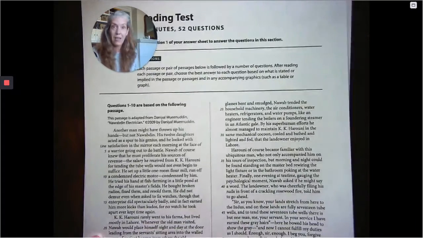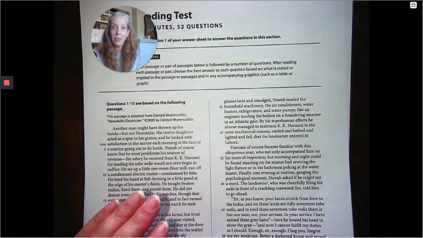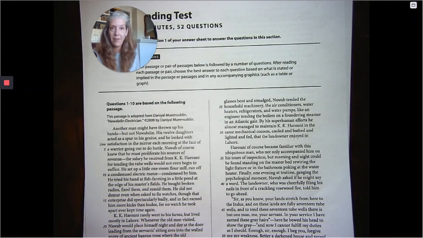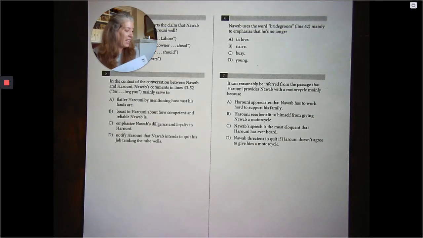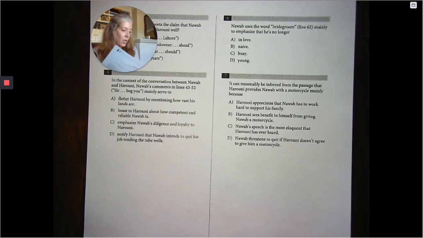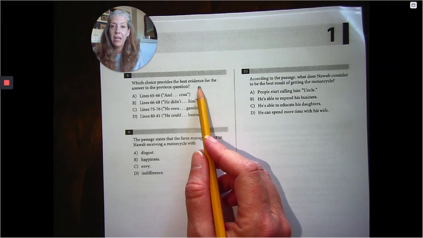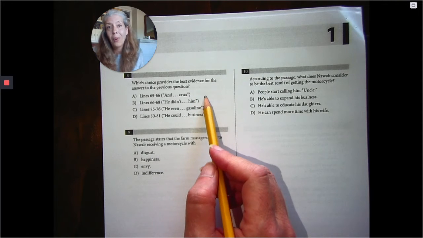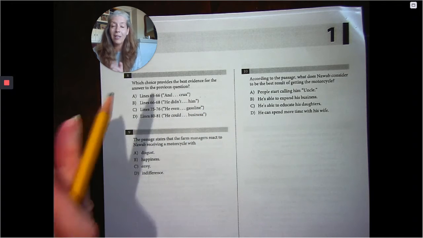We know that in this whole test, there are going to be nine "most nearly means" questions. We know that for a fact. We know we're reading for theme. And we know that there's a couple of these questions: which choice provides the best evidence to answer the previous question? There's at least one, but more often than not, there are two of these in each of the five sections. So there are going to be 10 of these lobbed at you.